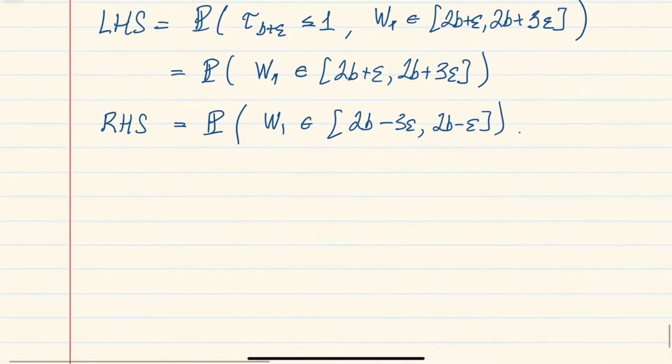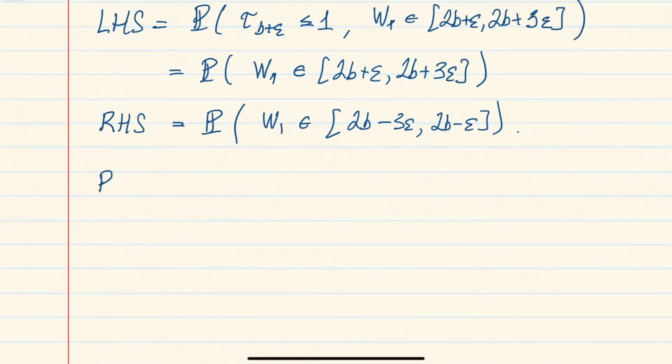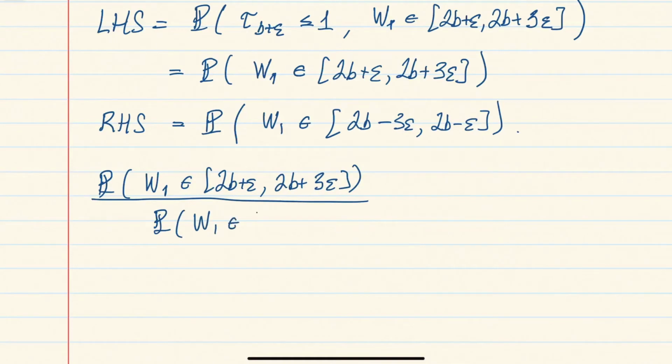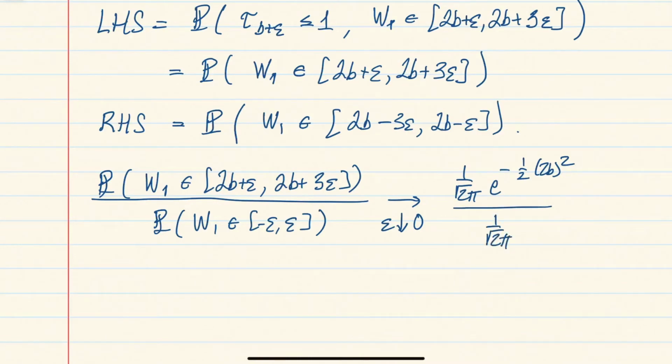But then if we look at the ratio, so for example for the lower bound you have to consider the ratio of this probability divided by the probability that W1 is between minus epsilon and epsilon. When you let epsilon go to 0, if you represent this probability as an integral of the density, and the interval is in both cases of size 2 epsilon, you end up, by L'Hopital's rule for example, with the ratio of two densities. And if you consider the standard Gaussian density at 2b and divide it by the standard Gaussian density at 0, you end up with e to the minus 2b squared, and that's exactly what we were trying to prove.